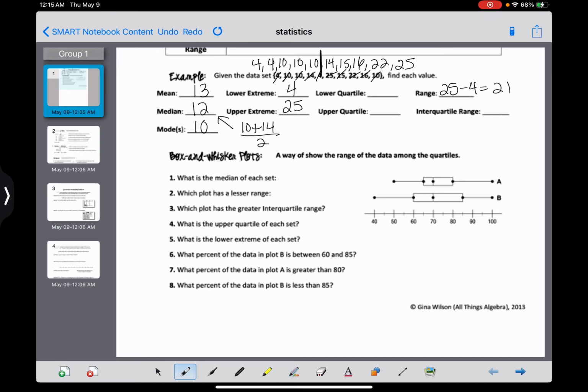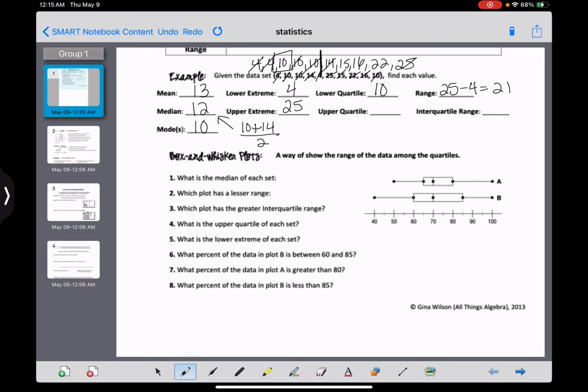At this point, I have my numbers split up into two halves. So my lower quartile is the middle of the lower half, and my upper quartile is the middle of the upper half. Now, when you are finding the lower quartile and the upper quartile, I don't have a middle number here. I'm just going to go ahead and count. I got 1 on each side there, 2. Okay, so my lower quartile is at 10.